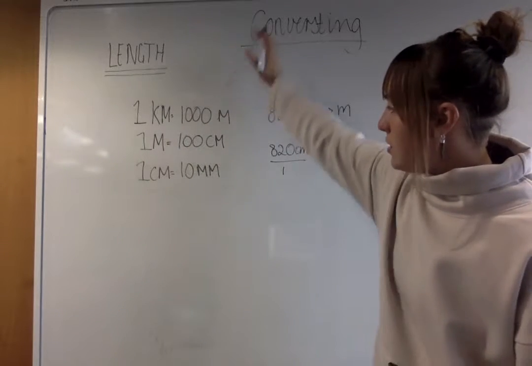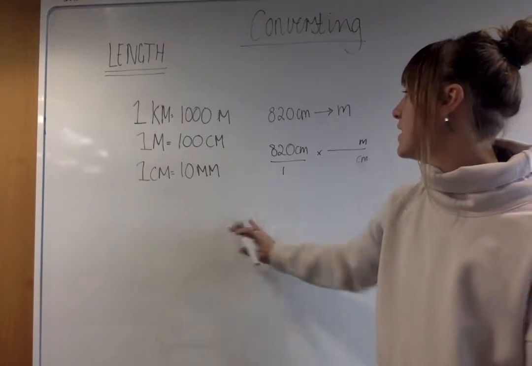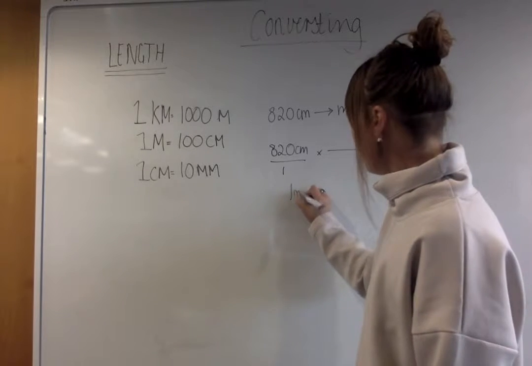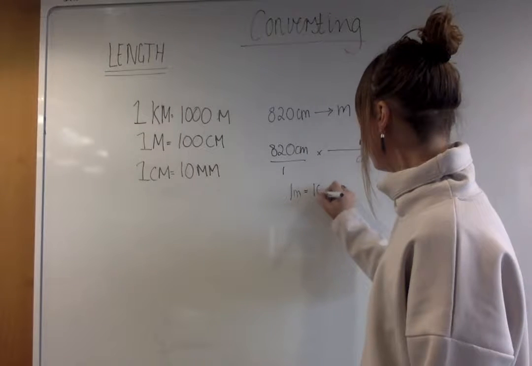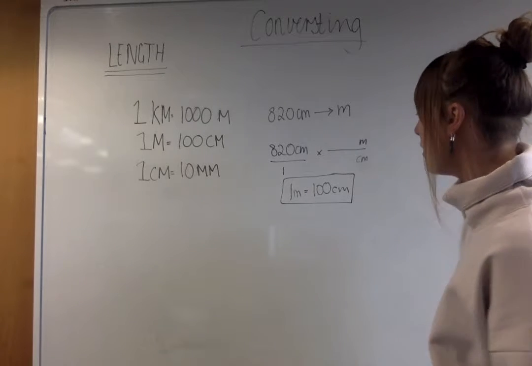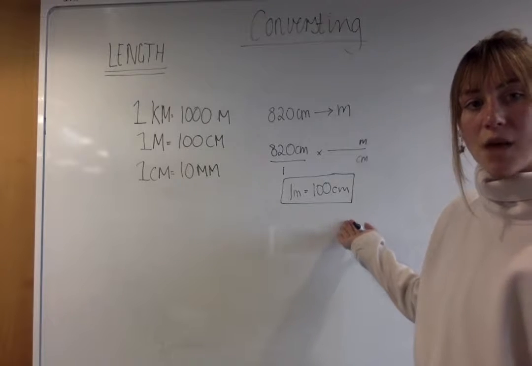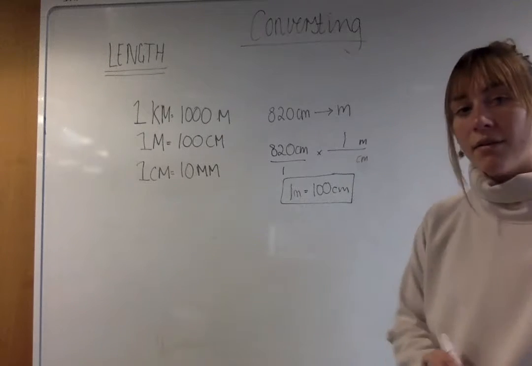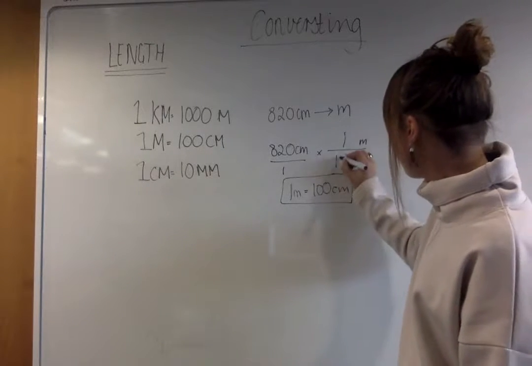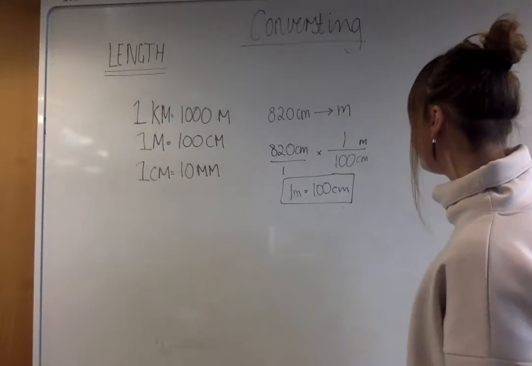So if we look at our information that we already know, that we've memorized and we understand, we know that 1 meter is equal to 100 centimeters. So we can write that and put a little square around it. And all we actually have to do is put that information in our sum. So 1 meter coincides with meters, and centimeters coincides with centimeters. Okay, so we have our sum, and all we have to do is simplify it now.